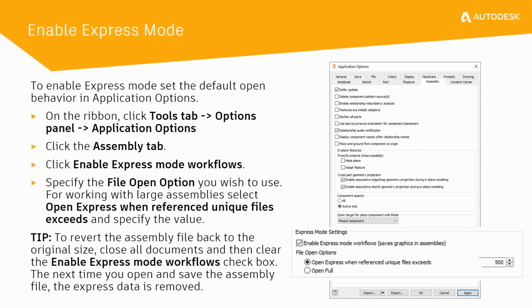Likewise, we've seen before that you can turn on the File Open options, where you select Open Express when referenced unique file exceeds. This is going to set the threshold by which Express Mode will actually be triggered. So any assemblies that have either 500 or more unique components in this instance would actually open up in Express Mode.